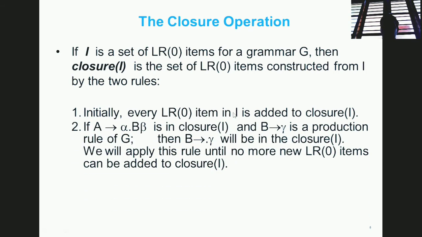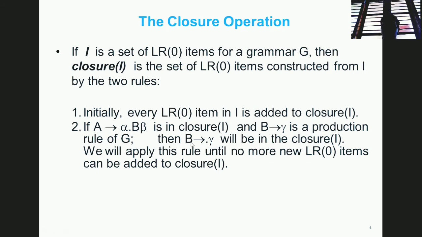And then, if A tends to alpha dot B beta is in the closure of I, and B tends to gamma is a production rule of G, then B tends to dot gamma will be in the closure of I. It means that whenever you find A tends to alpha dot B beta, where B is a non-terminal symbol, all the productions of B are added to the closure of I, by putting the dot at the beginning of each production of B. We apply this rule until no more new LR(0) items can be added into the closure of I.